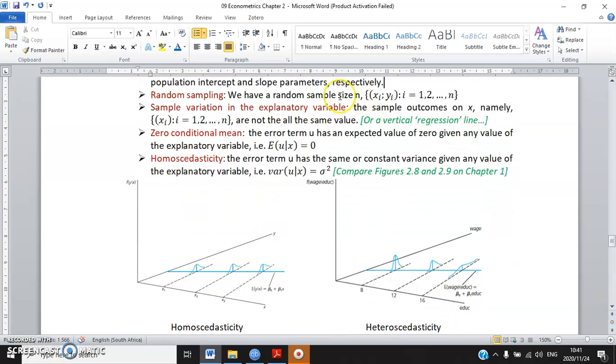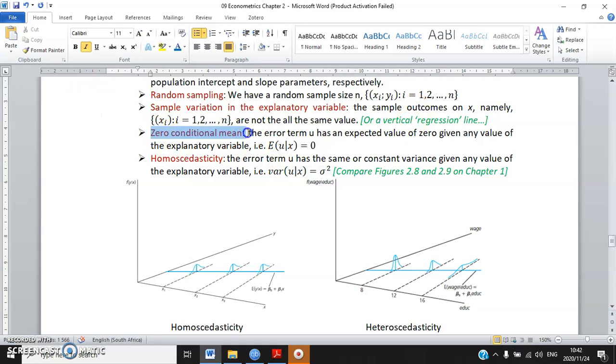Second one, random sampling. Okay, we collect the data randomly with a random sample. Sample size of n, starting with the first observation, second observation to the nth and the last observation. Third one, there must be variation in the x or the explanatory variables. Okay, so in other words, the x values cannot be all the same, okay, in the full sample. Otherwise, I will only have a vertical line, the so-called regression line, which is strictly speaking not a regression line.